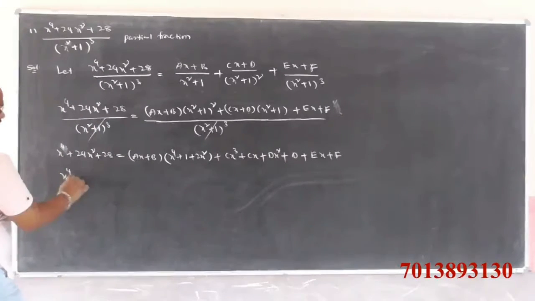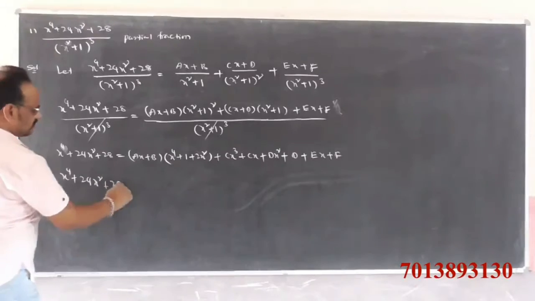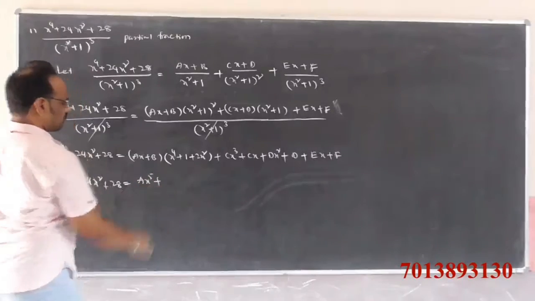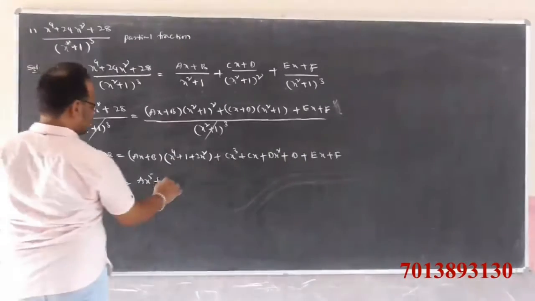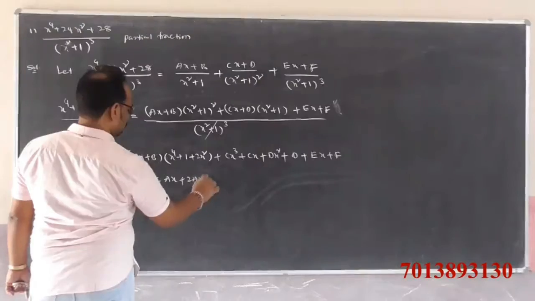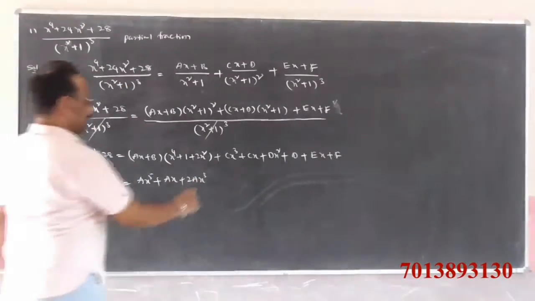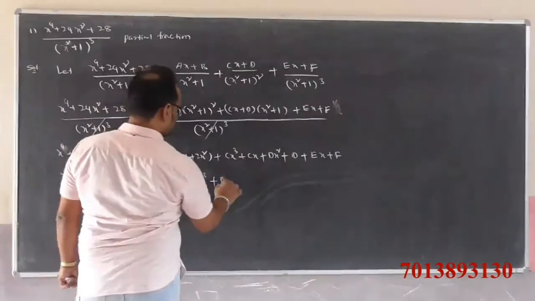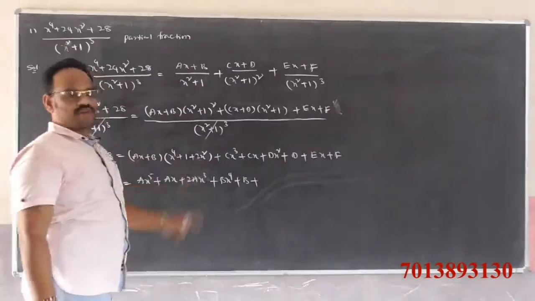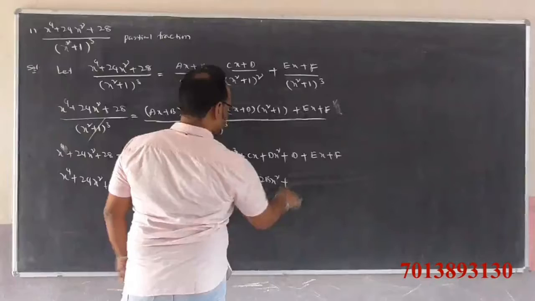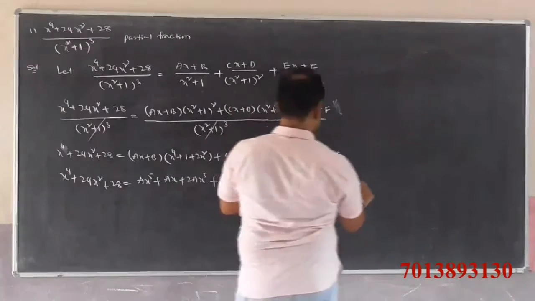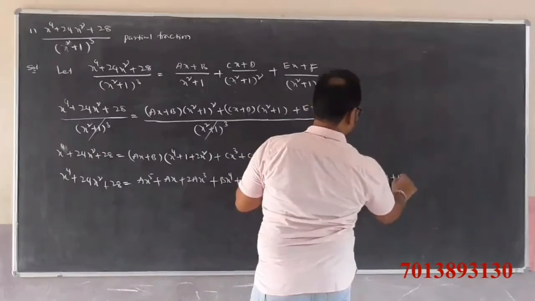Plus ex + f. Multiplying, we get x^4 + 24x^2 + 28 is equal to ax into x^4, we get ax^5, plus ax into 1, we get ax only, plus ax into 2x^2, 2a x^3, plus b into x^4, nothing but bx^4, plus b into 1, nothing but b only, b into 2x^2, 2bx^2, plus right here, cx^3 plus cx plus dx^2 plus d plus ex plus f.